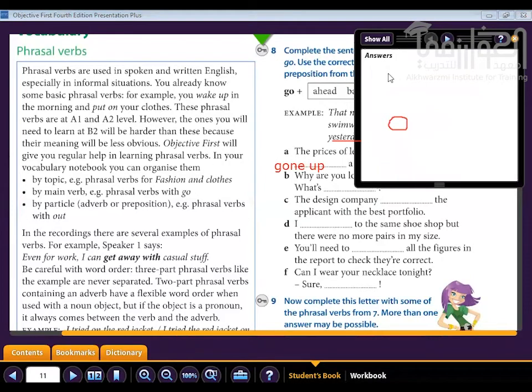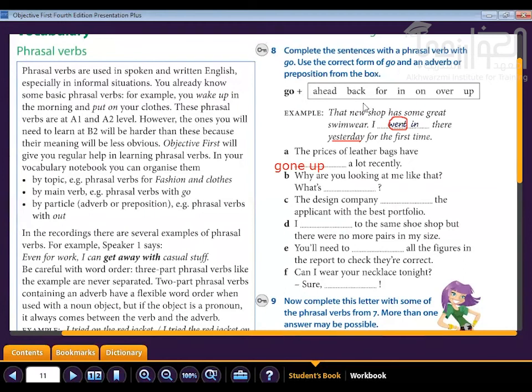Okay, so now let's look at the answers. So these are the answers. A is gone up, B going on, went for, went back, and then go over, and then go ahead. So now we can move to the next activity.